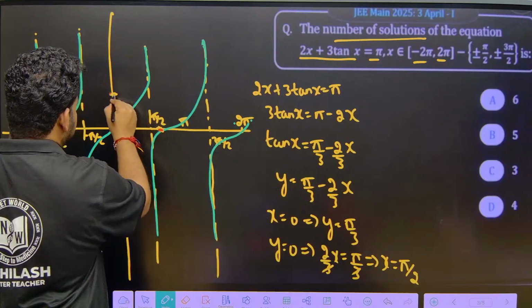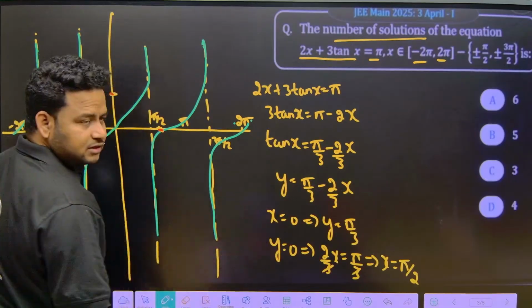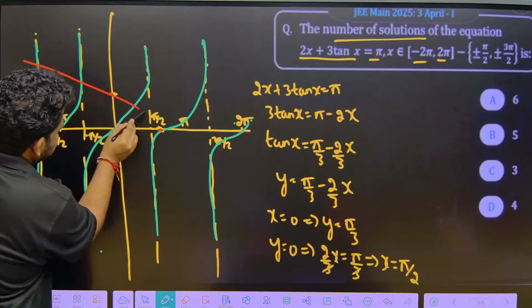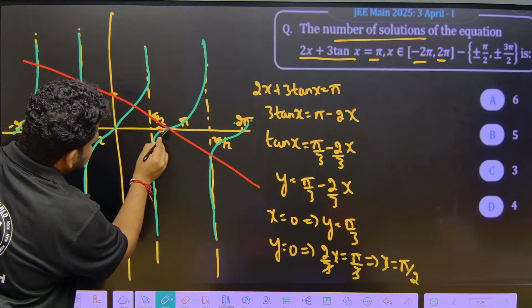This is the pi by 2 value. So I have to draw a line which joins all this. So let me draw a line which joins all this. Okay, this will be the pi by 2.